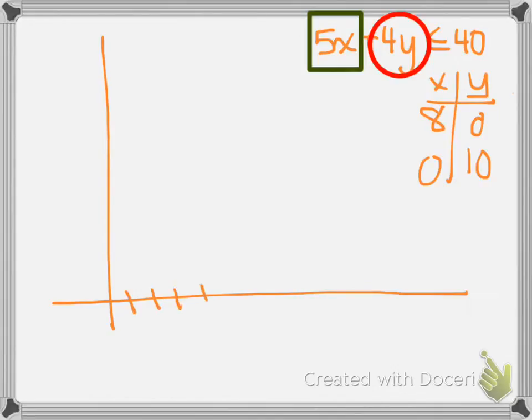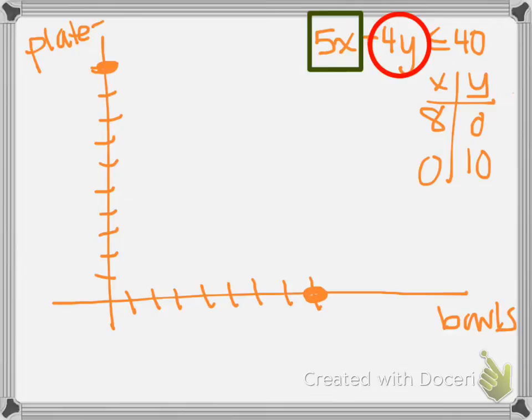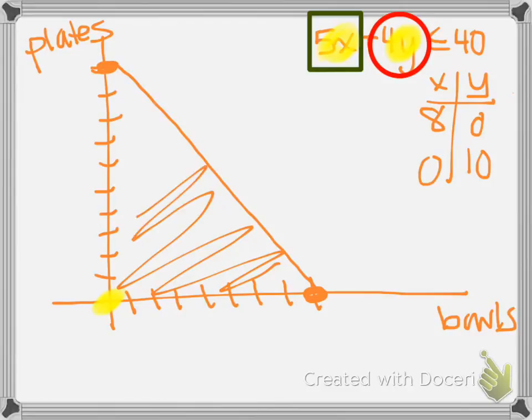1, 2, 3, 4, 5, 6, 7, 8, where my x's are my bowls. And then 1, 2, 3, 4, 5, 6, 7, 8, 9, 10. And my y's are my plates. And I'm going to draw a solid line. Now I need to test a point. I'm going to plug 0 in here and 0 in here, which makes 0 is less than or equal to 40. That means I'm going to shade going down.